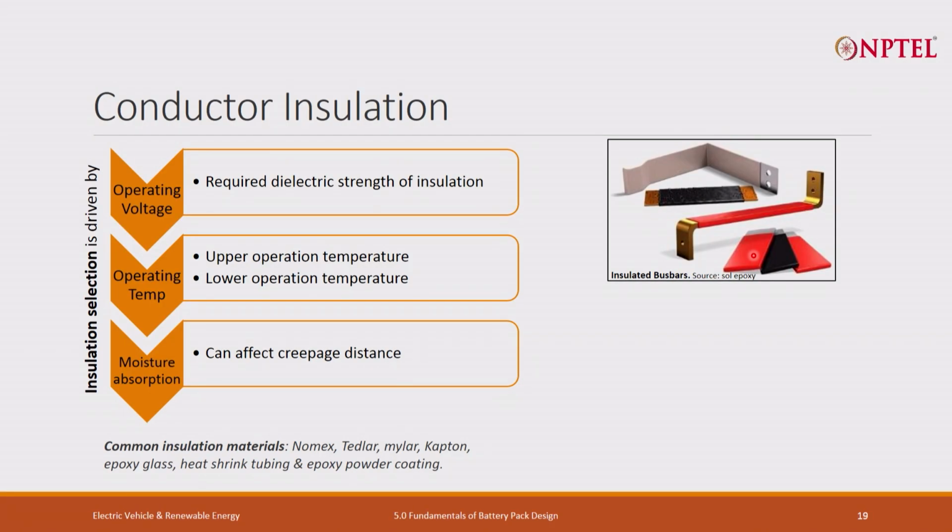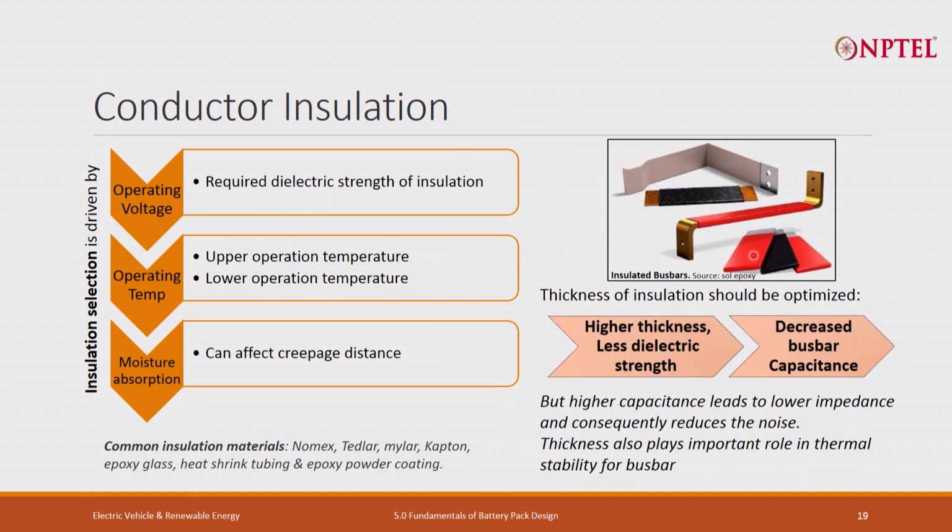Common insulation materials are Nomex, Tedlar, Mylar, Kapton, epoxy glass, heat shrink tubing, and epoxy powder coating. These are generally common materials used for insulation of the bus bar. Now, what happens if you keep on increasing the thickness?